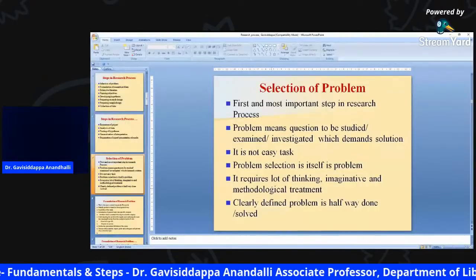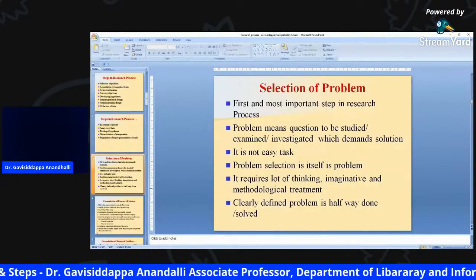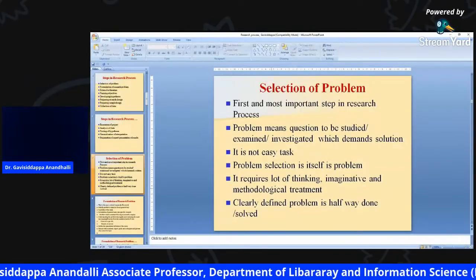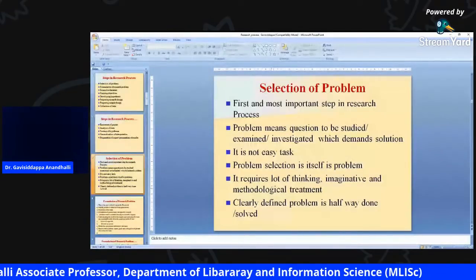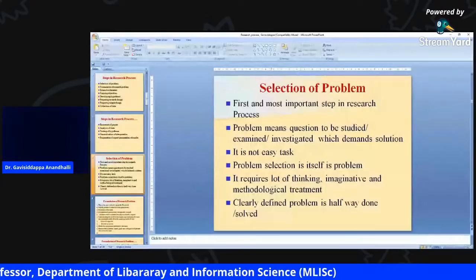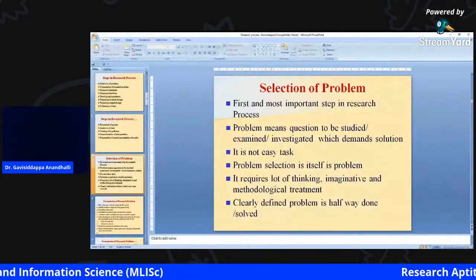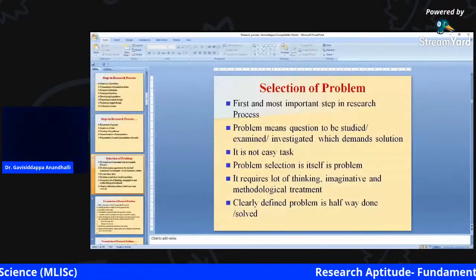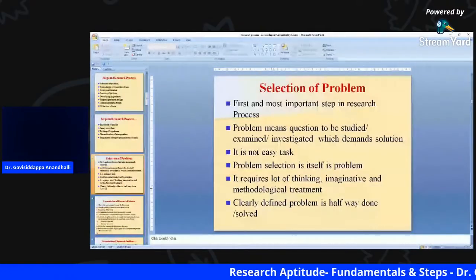So it is not easy to establish. Okay, so sometimes it takes several years to complete the task, and sometimes it will take some 2 to 3 years. Sometimes you can take several months also. Therefore, the selection of the research topic is not an easy task.